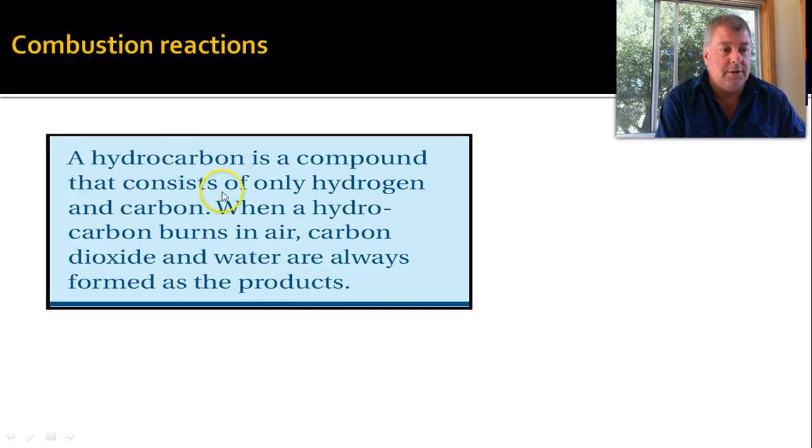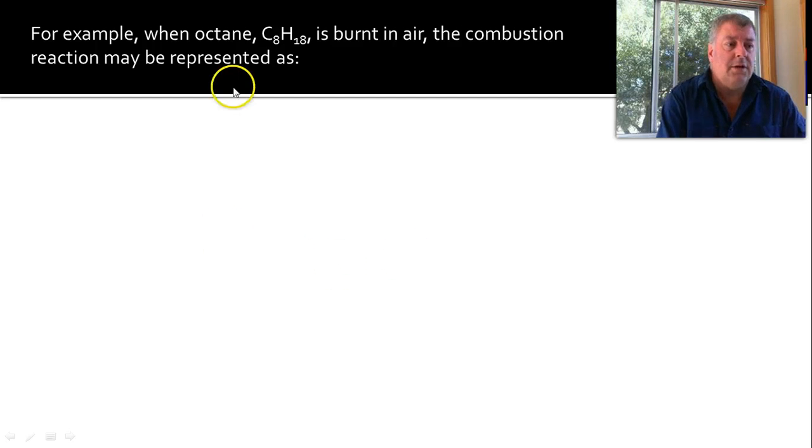Now, a hydrocarbon is a compound that consists predominantly of hydrogen and carbon, maybe some other things, but hydrogen and carbon. And when they burn in air, the part they're using in air is of course the oxygen, so you can only get carbon dioxide and water as the products. And so they're fairly simple like that. And so let's do an example.